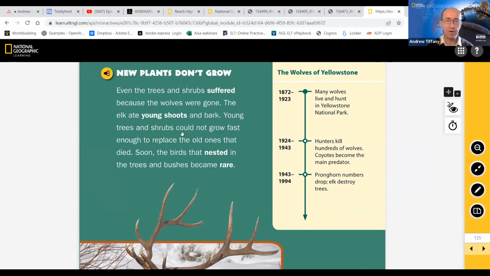Okay, young trees and shrubs could not grow fast enough. Oh no. And then the birds became rare. There were less and less birds, fewer and fewer birds. Okay, they're not so many. They are becoming rare. Okay, a couple more pages to go.